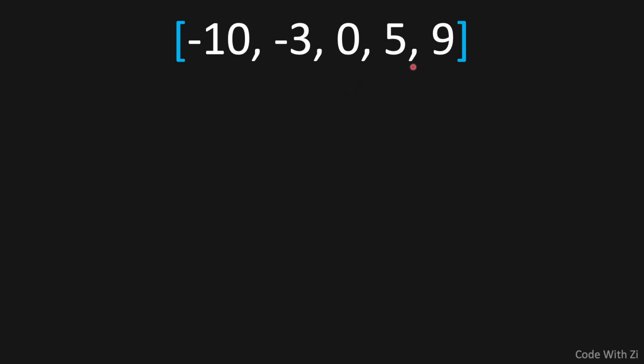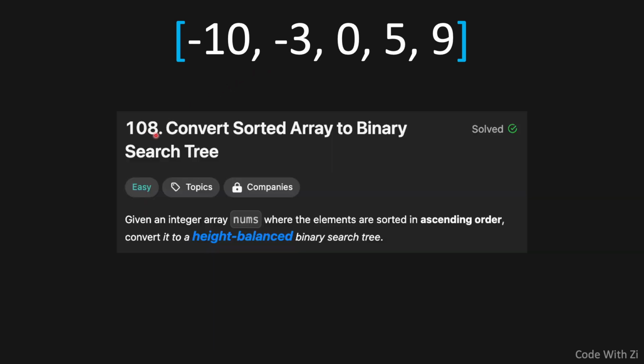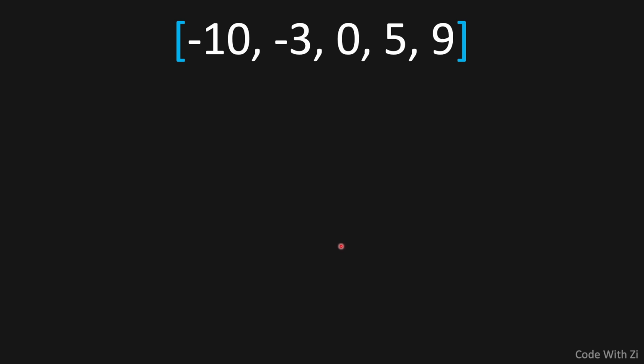In today's video, we have to convert this array that we have here into a binary search tree. Why are we doing this? Well, because that's what LeetCode 108, Convert Sorted Array to Binary Search Tree, is asking us to do. As you can see, it says, given an integer array called nums, for example, this array that we have here, where the elements are sorted in ascending order, as you can see, it is sorted, converted to a height balanced binary search tree. So let's see how we can solve this.